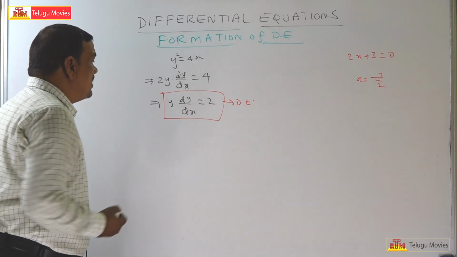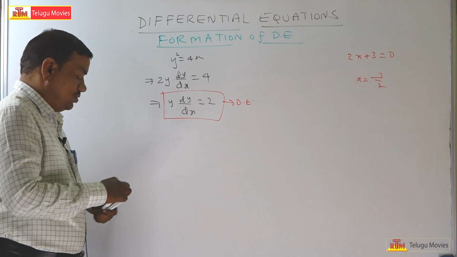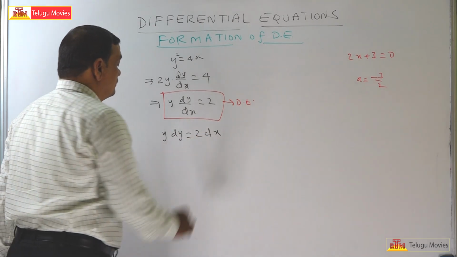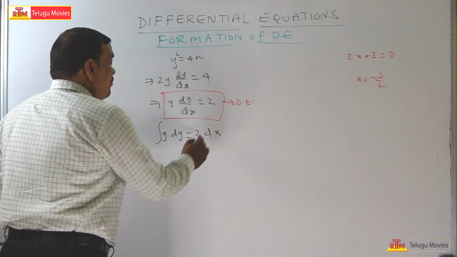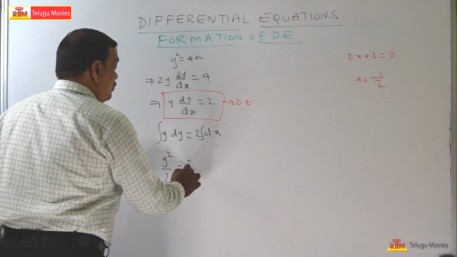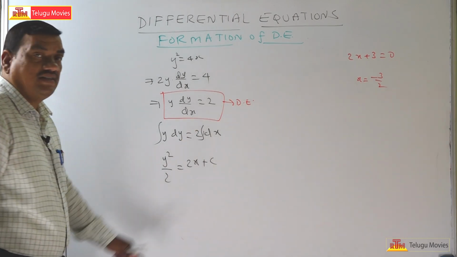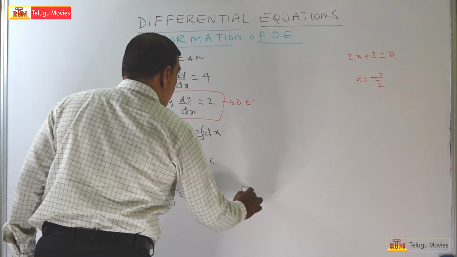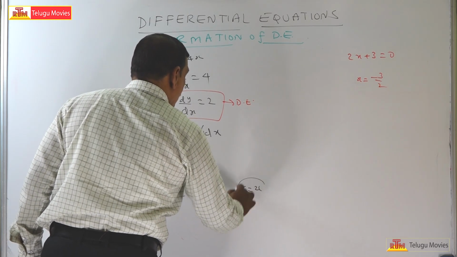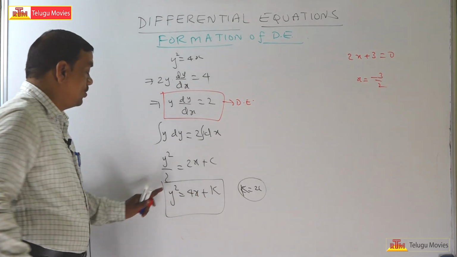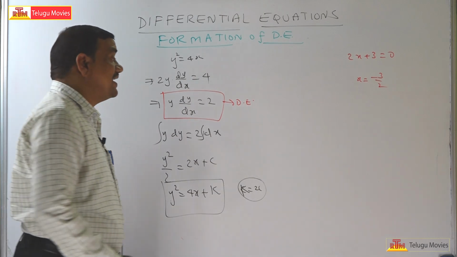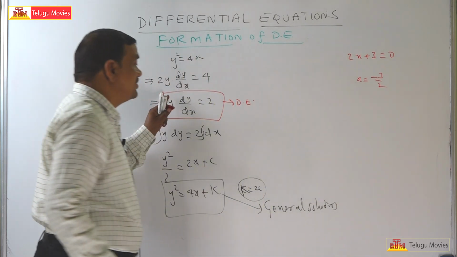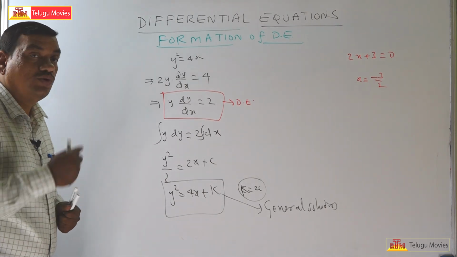Let us see that. Let us take dx to the other side: y into dy is equal to 2 dx. Integrating on both sides, we get y square by 2 is equal to 2 into x plus c, where c is called the constant of integration. So y square is equal to 4x plus k, where k is equal to 2c. Here, y square is equal to 4x plus k is called the general solution of the differential equation y into dy by dx is equal to 2.